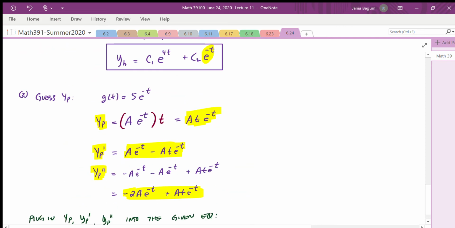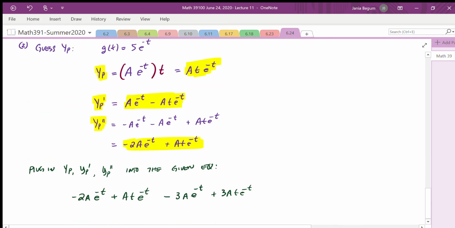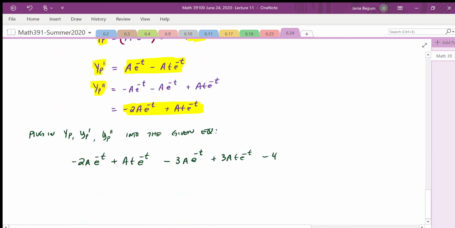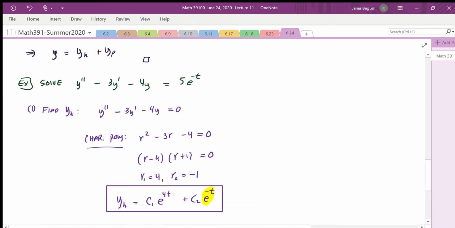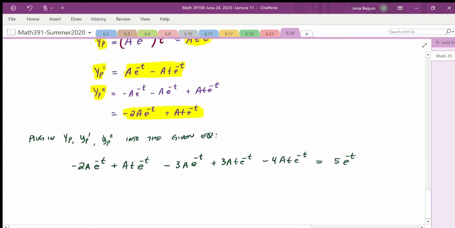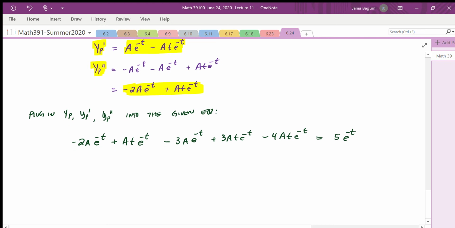And then the last term we had negative 4 times y, so this is going to be negative 4 times yp. That would be at e to the negative t equals g of t. Well, g of t is 5e to the negative t. I think that was the function. Yep. So that's the next step. And now the last thing is to compute what is a, and then we have our general solution. That will be step 3. So again, do some more algebra and then we have the answer.